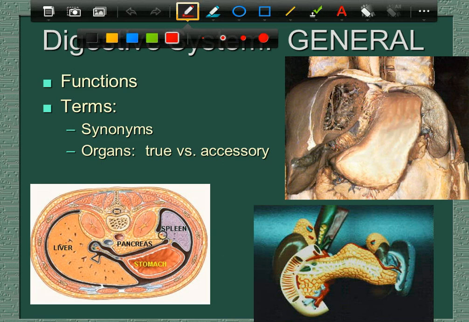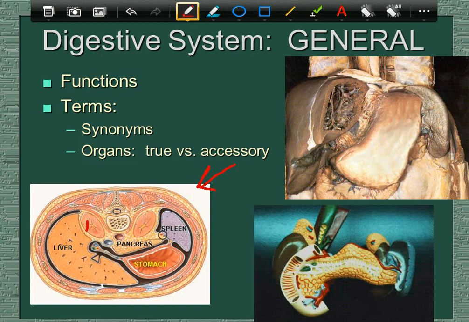Now the things you're looking at here, this is a transverse section. You can see some organs there. These are the kidneys, just for reference. And up here on the top, there's the liver. It's been cut away right over here to show you the stomach right over there. And that's the spleen.